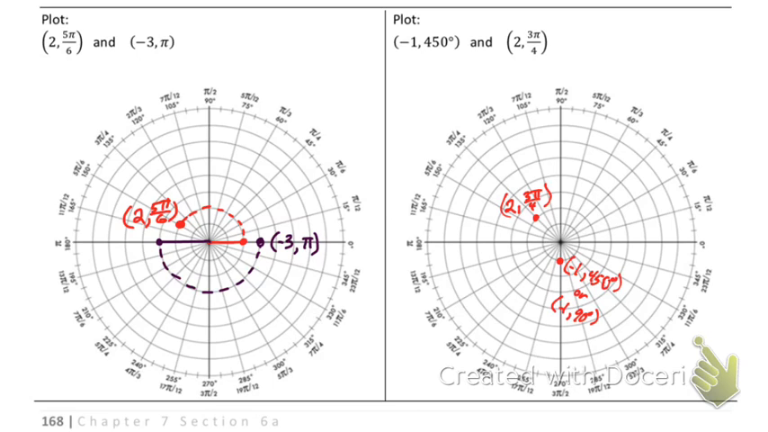All right, you should have said negative 1, 450. Well, you realize 450 is too many rotations. That's way past 360, so you probably did 450 minus 360 to come up with 90 degrees for it.